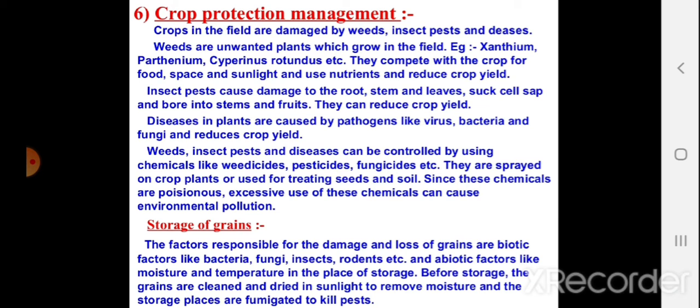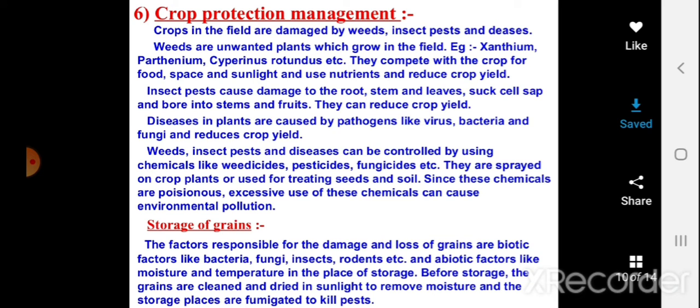So why so? Because that food may get damaged with the change in the temperature. So before storage, the grains are cleaned and dried in the sunlight to remove excessive moisture, and the storage places are fumigated to kill the pest.